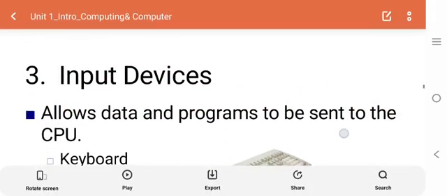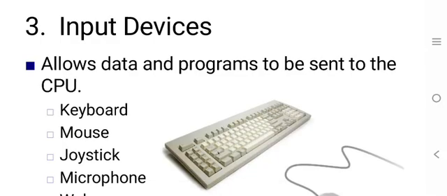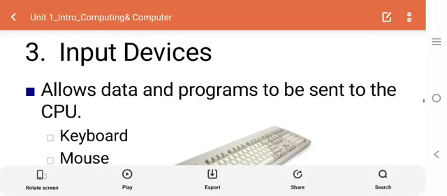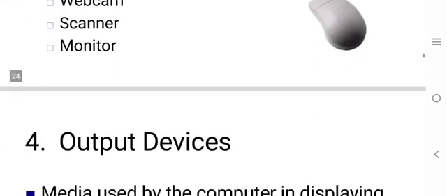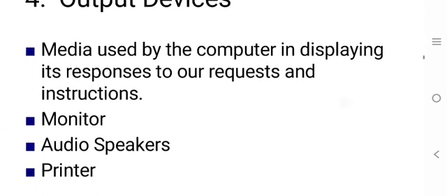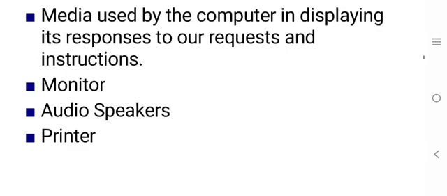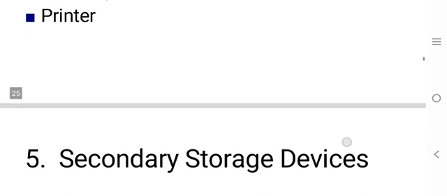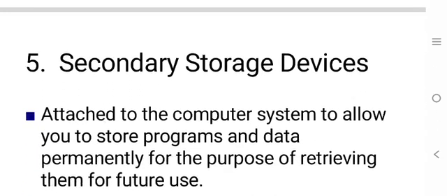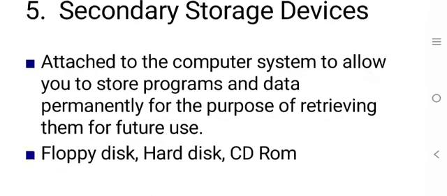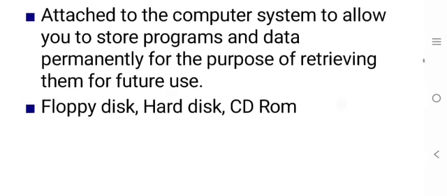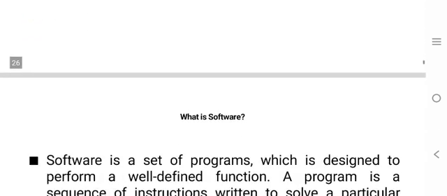These are the input devices: keyboard, mouse, joystick, microphone, webcam. Output devices like monitor, audio speaker, printer. Secondary storage devices means the secondary memory where we can store the permanent data. For example, floppy disk, hard disk, CD-ROM.